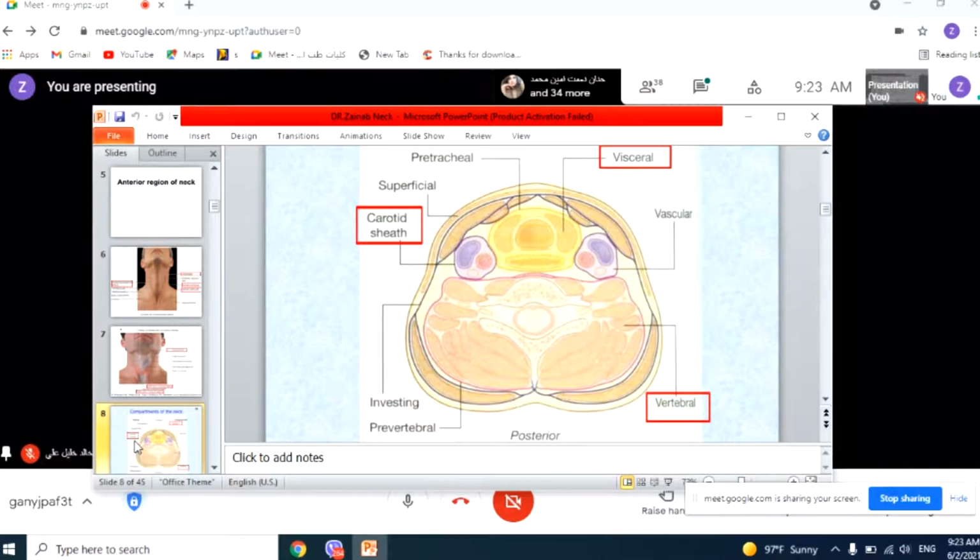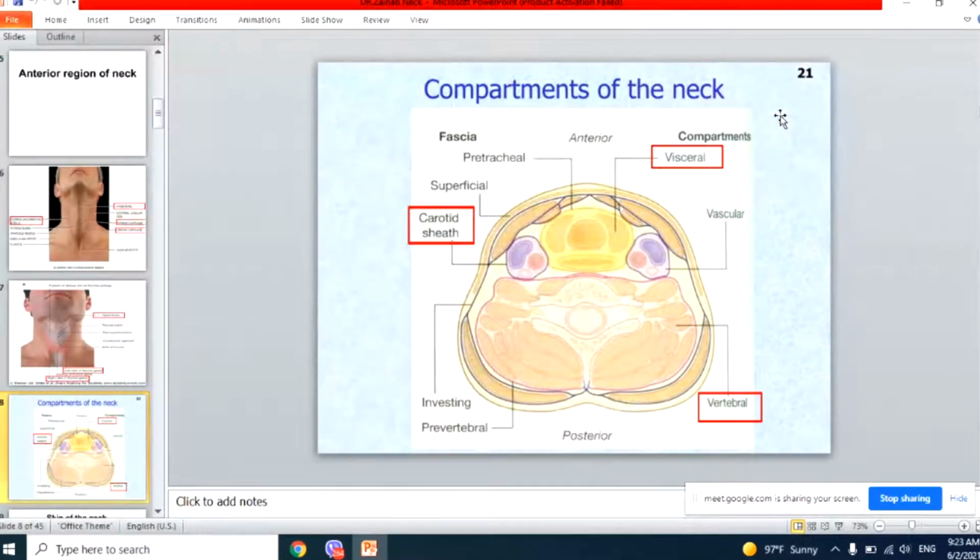Now we reach the compartments or components of the neck. What we have in the neck, when you look at a cross section of the neck from above, you can see these important structures. You can see the visceral part in the yellow. We have one visceral compartment, one vertebral compartment, and two vascular compartments, on the right and on the left. So the neck structures are distributed within four compartments.